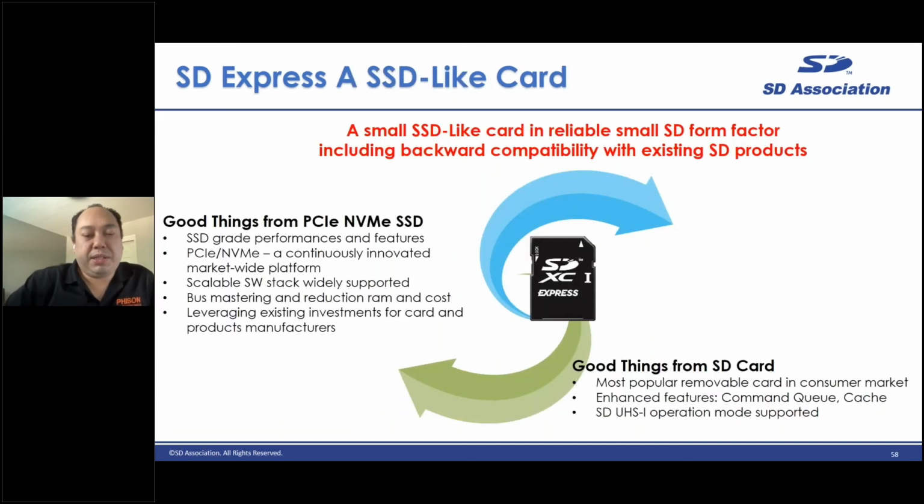Okay, so SD Express is basically an SD-like card, right? It has the good things from a PCIe NVMe SSD, which is the performance, a market-wide platform, scalability in the software stack, and bus mastering, so you can reduce RAM and cost, and it leverages existing investments for card and product manufacturers. And then it also includes the good things from an SD card, which is the most popular removable card in the consumer market. It has enhanced features of command queue and cache, and the SD UHS-I operation mode is supported. So it's a small SSD-like card, but in a reliable small SD form factor, and it includes all the backwards compatibility for all the existing SD products. Okay. Next, please.